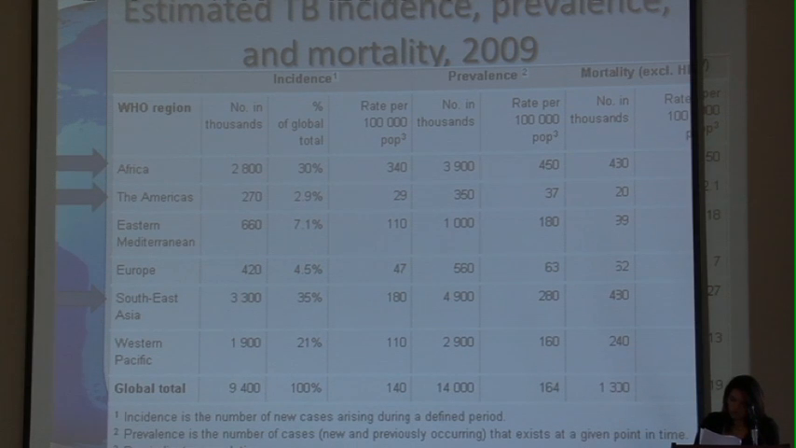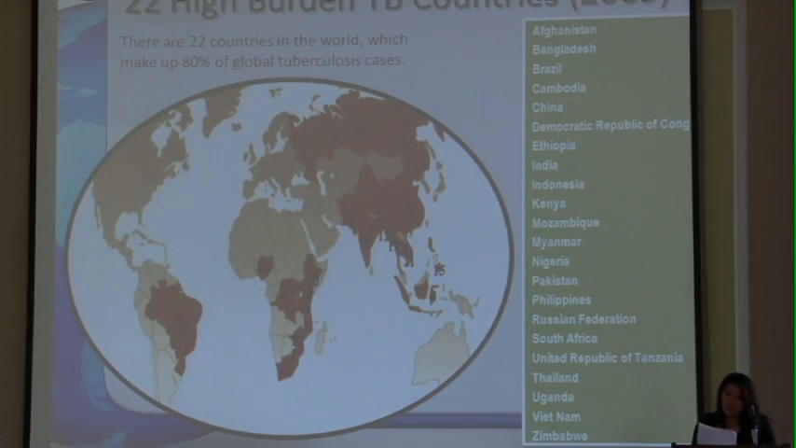Estimated TB incidence, prevalence, and mortality. The incidence in Africa is 340 cases per 100,000 population, the Americas has 29 cases per 100,000 population, and Southeast Asia is 180 cases per 100,000 population. There are 22 countries in the world which make up 80% of global tuberculosis cases. For example, China, India, and the Philippines. Next.